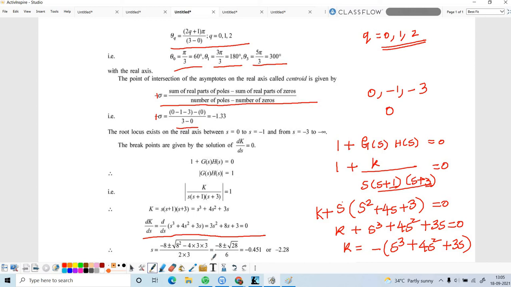Then put minus b plus or minus square root of b square minus 4ac. So minus 8 plus or minus square root of 64 minus 4 into 3 into 3, divided by 2 into a, so 2 into 3. So we get the answer minus 8 plus or minus square root of 28 divided by 6, that is minus 0.451 or minus 2.28. With two values we got 0.451 and 2.28.